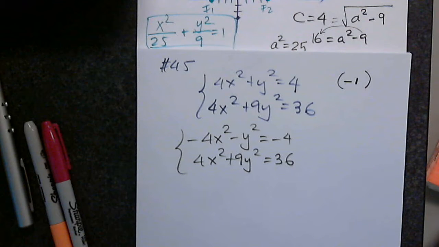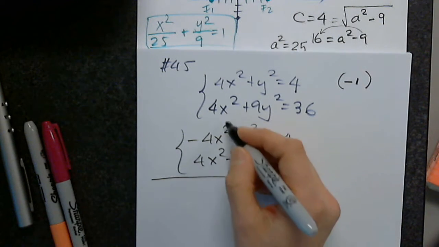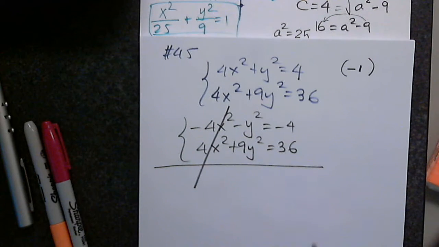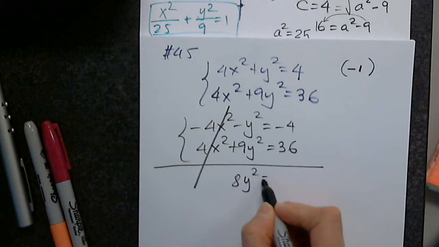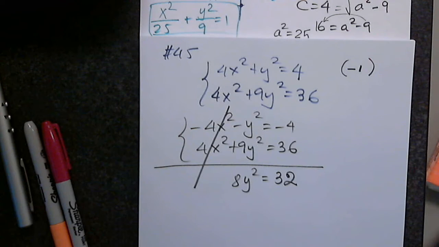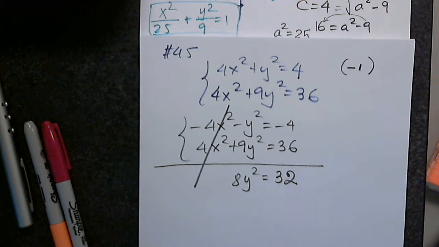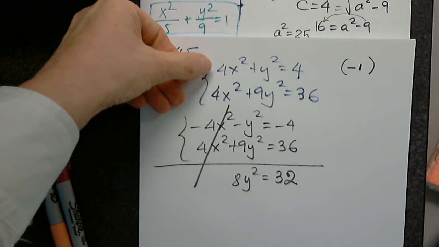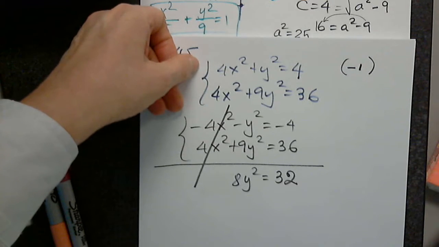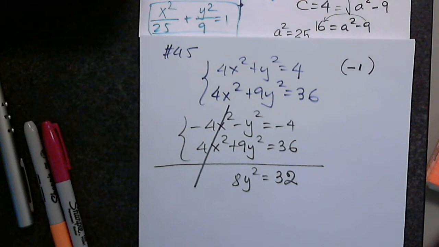Am I allowed to multiply both sides of any equation by -1? Because I say so? Yeah. There is no change, right? Now I'm going to add. And then I have 8y squared equals 32. So I eliminated one of the two variables by algebraically manipulating one of the equations. I multiplied both sides of the first equation by -1 because it was convenient, and I realized that if I do that, x squared goes away.